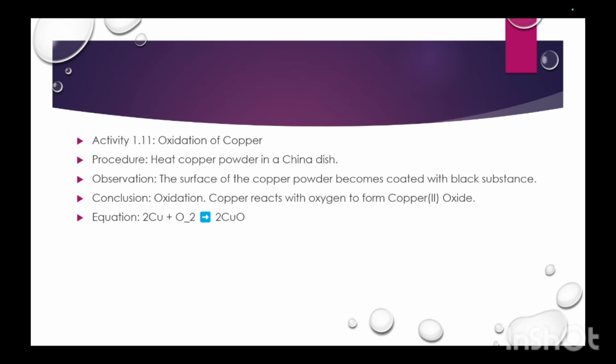Correct? The observation: the surface of the copper powder becomes coated with a black substance. Conclusion: what happened? The oxidation has taken place. In the oxidation, the copper reacts with oxygen to form copper oxide. The equation is 2Cu plus O2 gives 2CuO. That is the end of the slides.